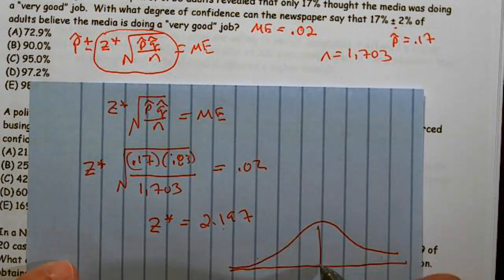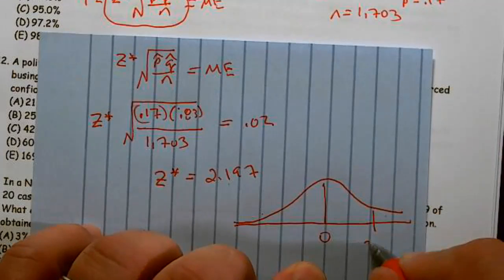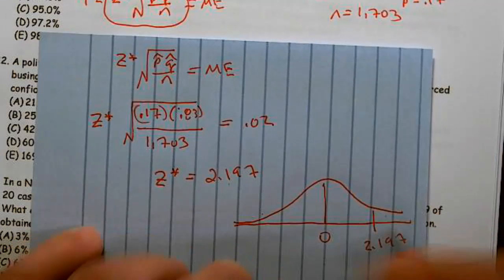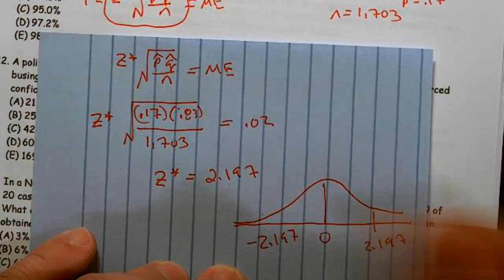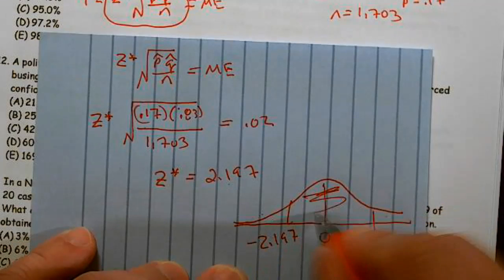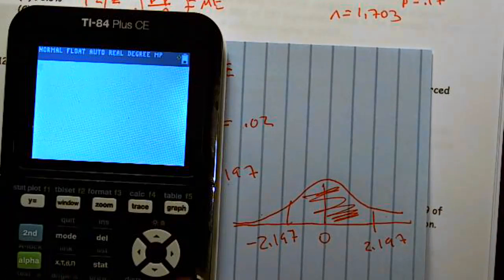Please remember, Z is centered on 0. So we know we have a 2.197, which means we also have a negative 2.197. And this is the area that we're looking for in between. So here's what I need to do.